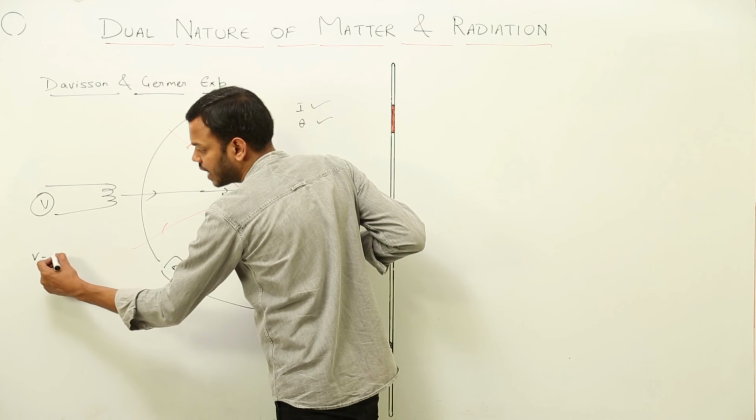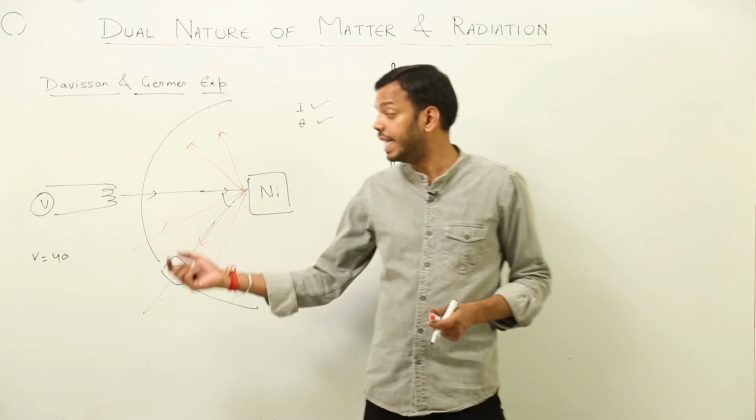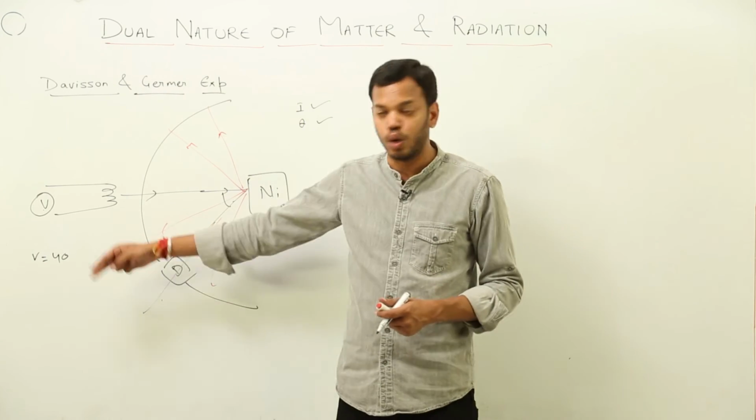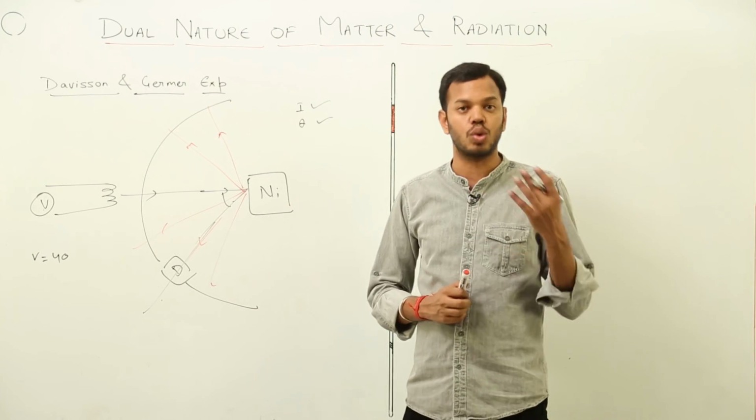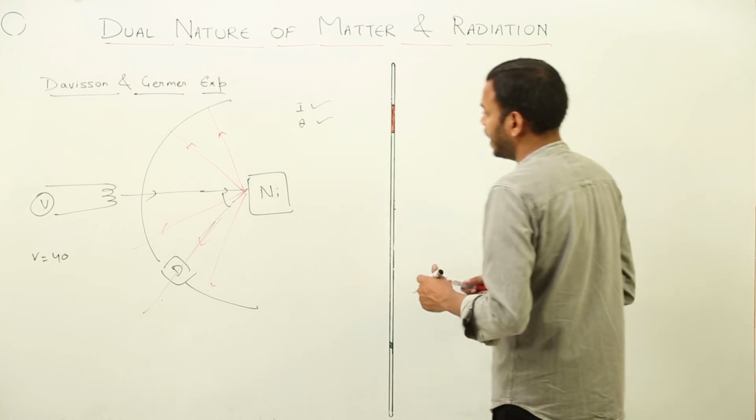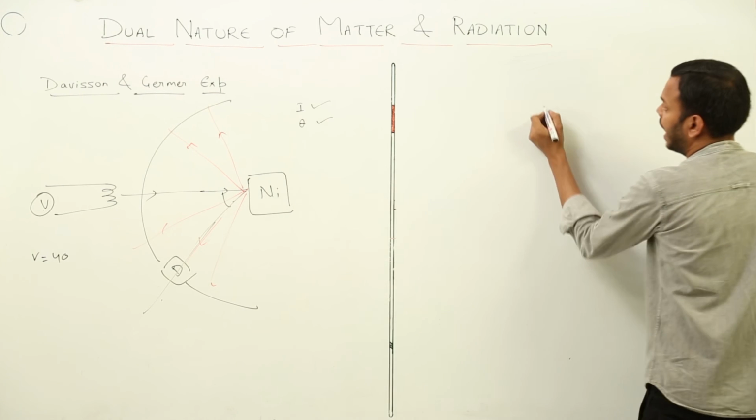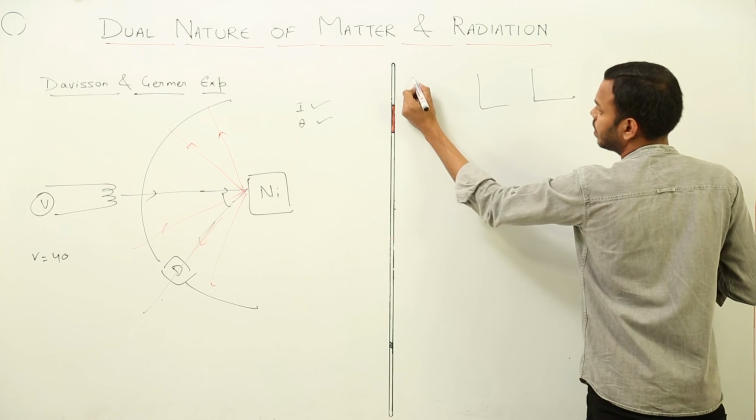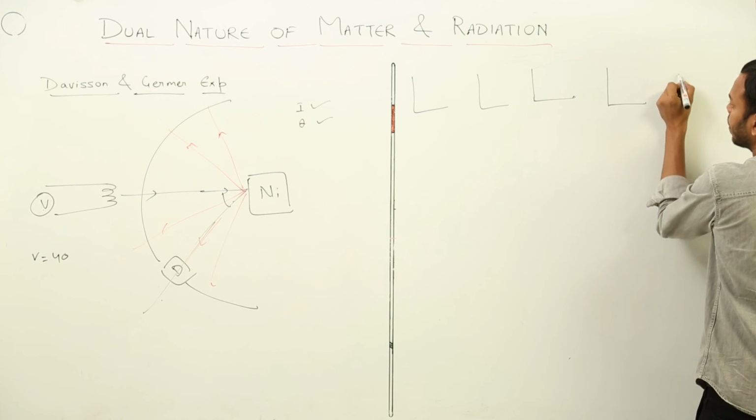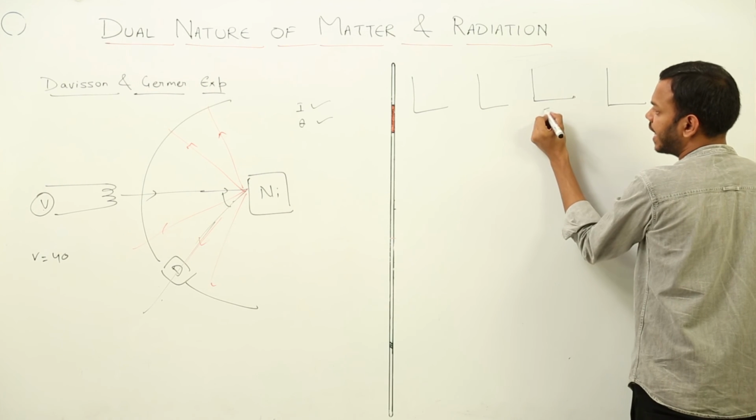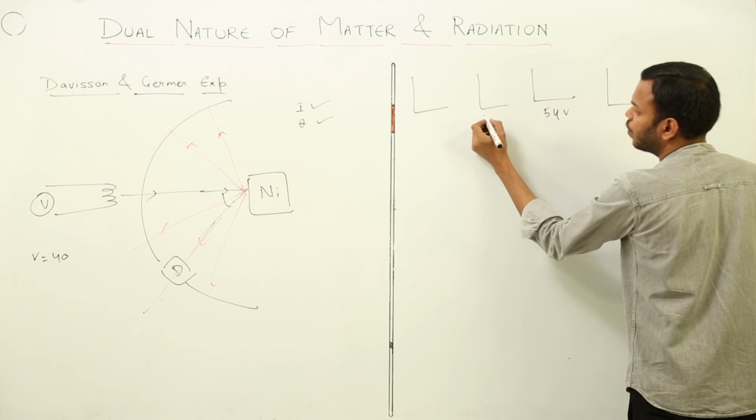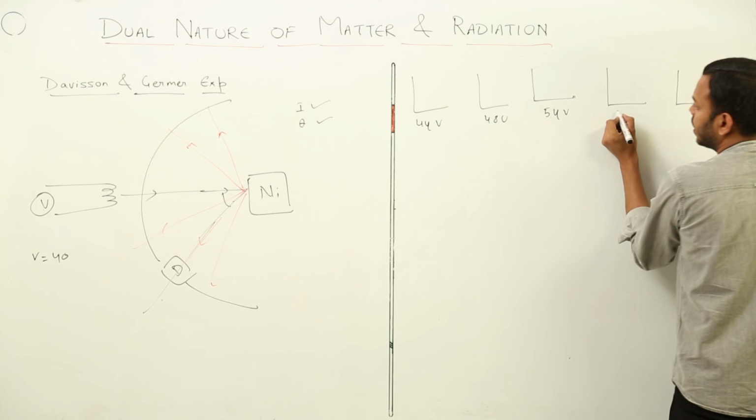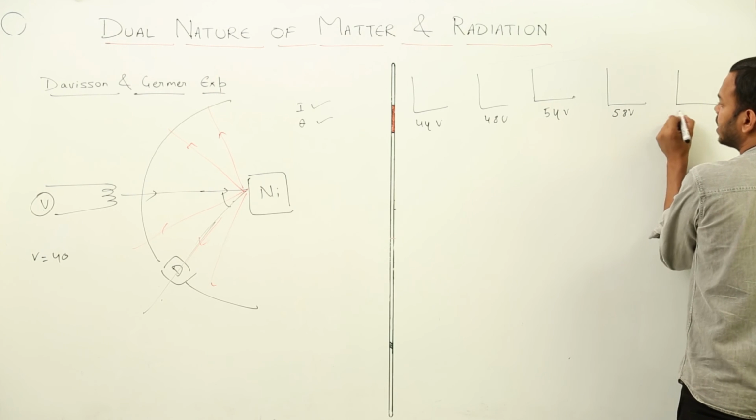For example, let us say they started this experiment with 40 volts, then they increased the value to 41 volts, and the detector took all the observations, then 42 volts, then again all the observations, and so on. So the observation was like, I'm making a few graphs here. On this side, I am marking down the voltage: this is 44 volt, this is 48 volt, this is 54 volt, this is 58 volt and 64 volt.